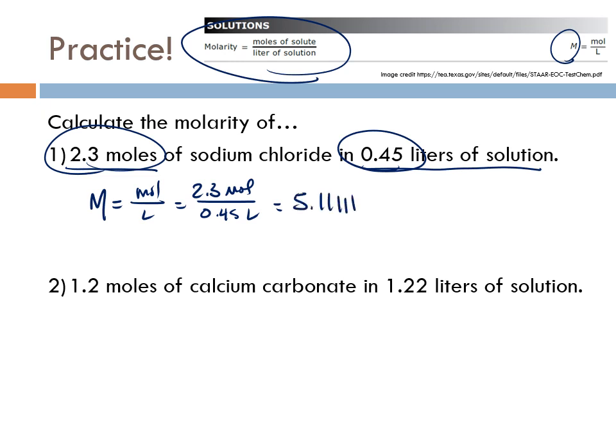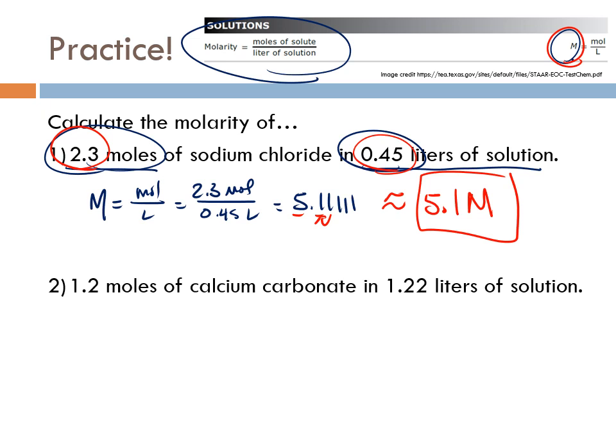5.1111. So many ones. Let's check our sig figs. Looks like we get to keep 2 because I have 2 here and 2 here. So I'm going to keep 2 sig figs. That 1 does nothing to that 1. My final answer will be 5.1, and our unit label is big M for molar. Good, 5.1 moles per liter, 5.1 molar. Do this one in Edpuzzle.